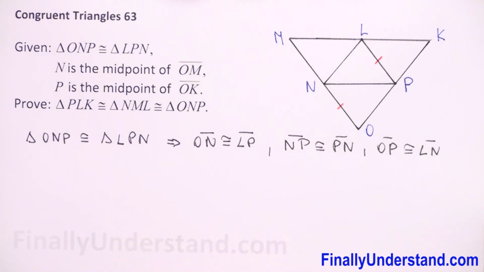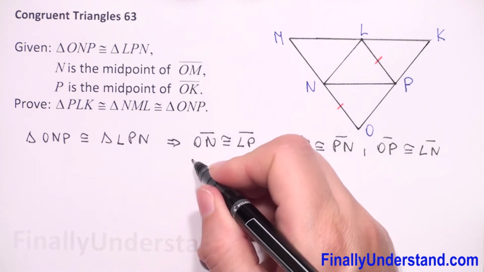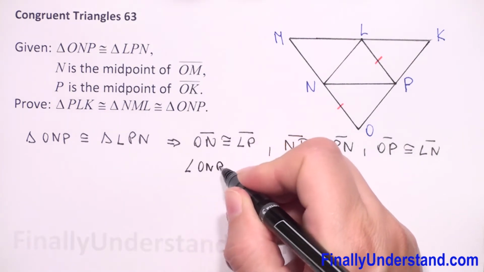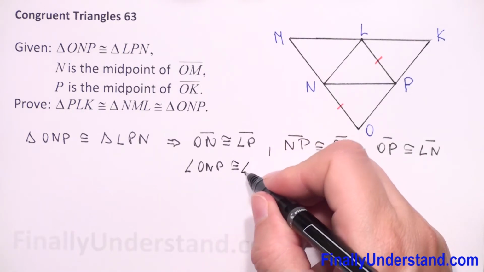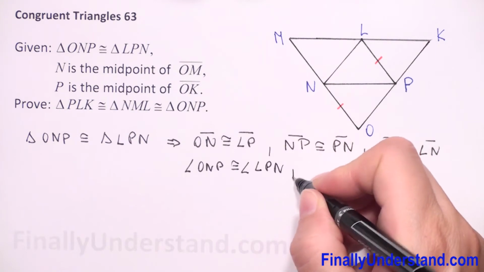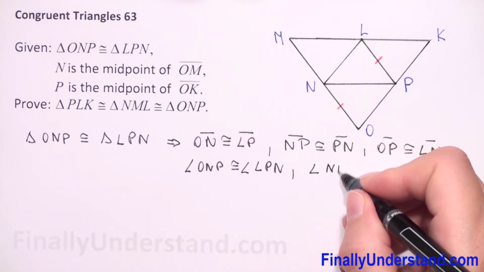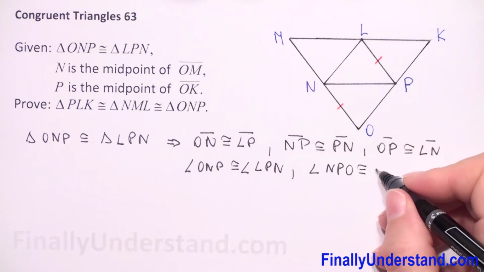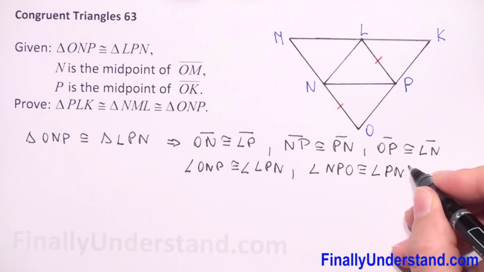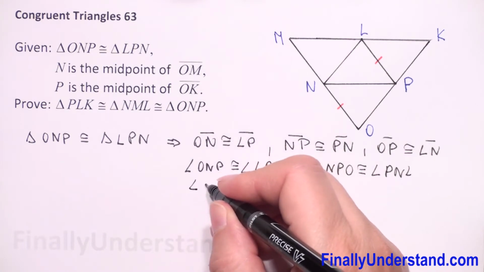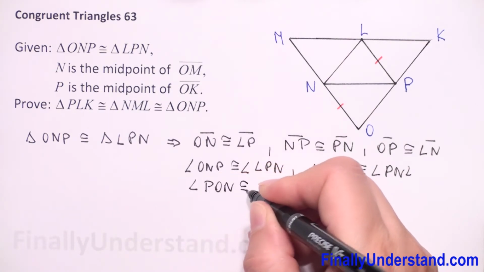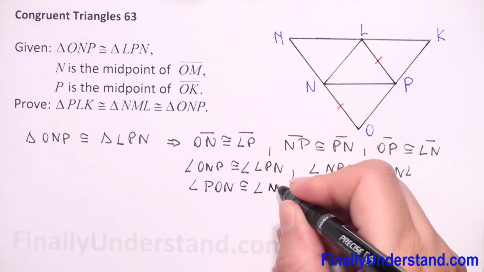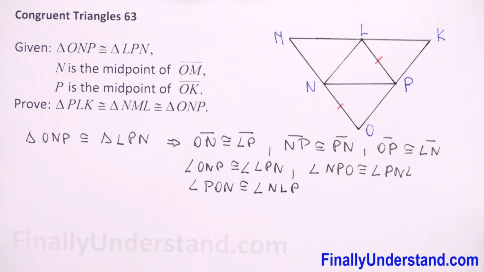What else? The corresponding angles are congruent. So we will have that angle ONP is congruent to angle LPN, and angle NPO is congruent to angle PNL, and of course angle PON is congruent to angle NLP. So let's put this information on our diagram.